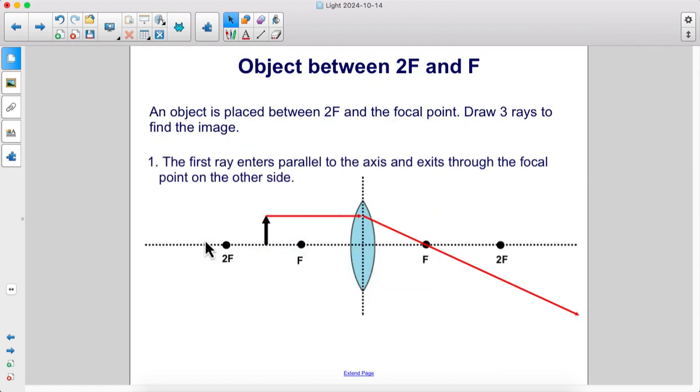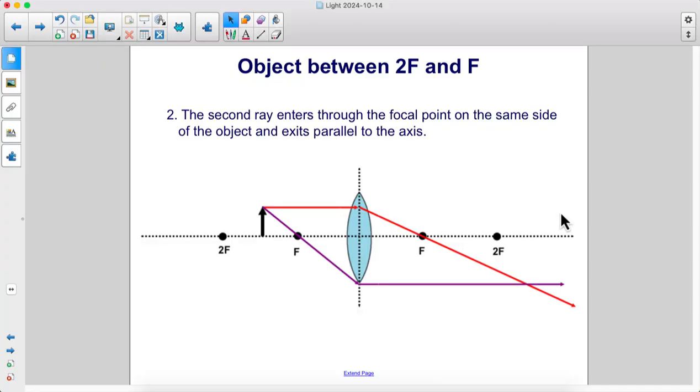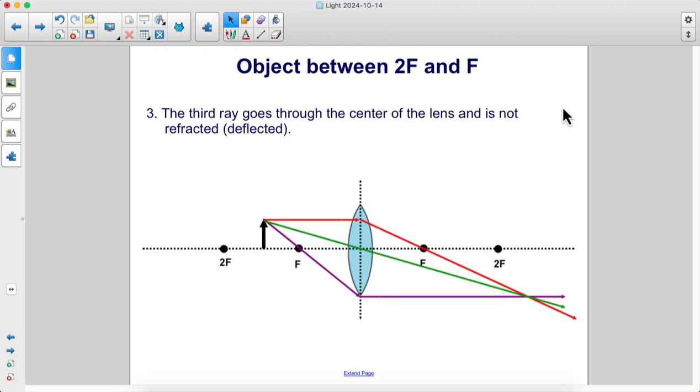This time, we're moving the object forward to be between the focal length and 2 times the focal length. So we still start by drawing one ray parallel to the axis and having it exit through the focal point on the other side. The second ray goes through the focal point on the same side as the object and then exits parallel to the axis. The third ray goes through the center of the lens and is not refracted. It's not deflected, it doesn't bend at all.